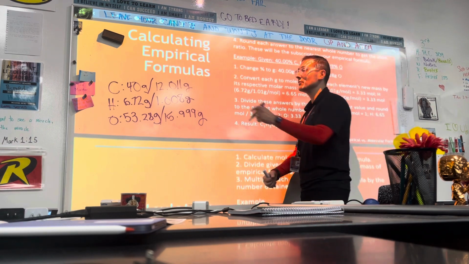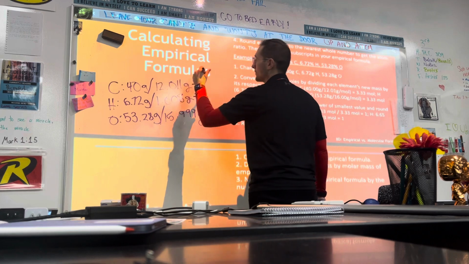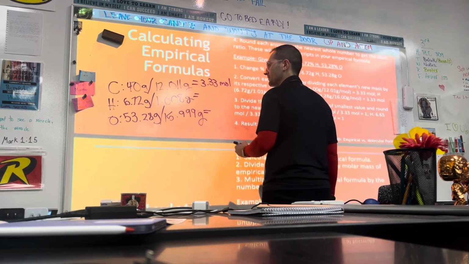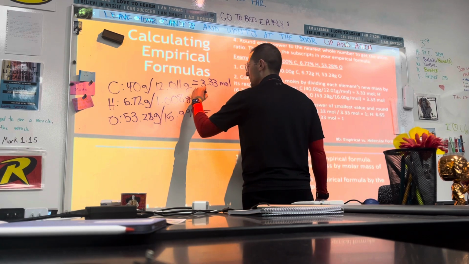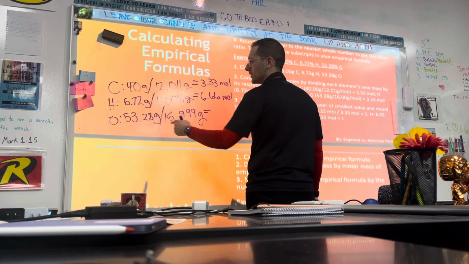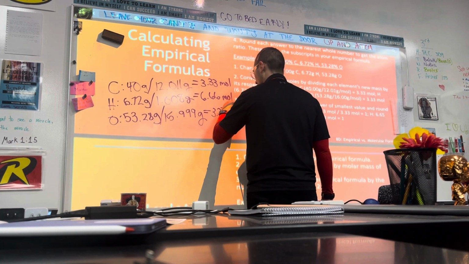When I get that answer, first I'm going to have 3.33 moles of carbon. H, I'm going to have 6.66 moles of hydrogen. And O, I'm going to have 3.33 moles of oxygen.